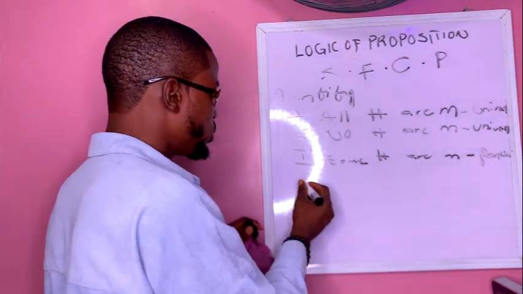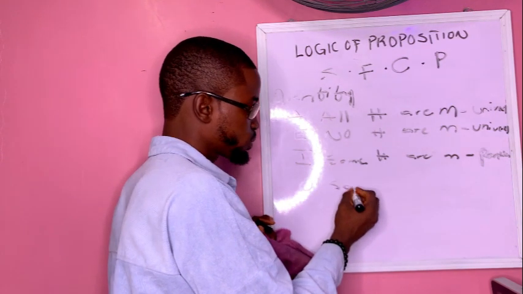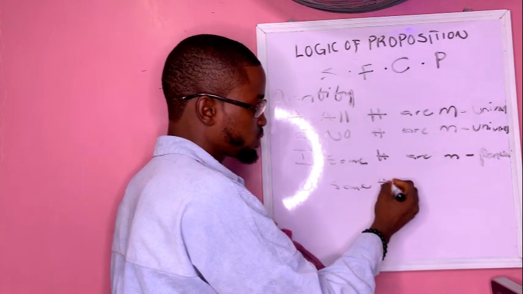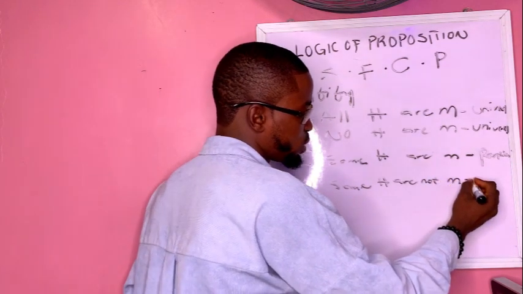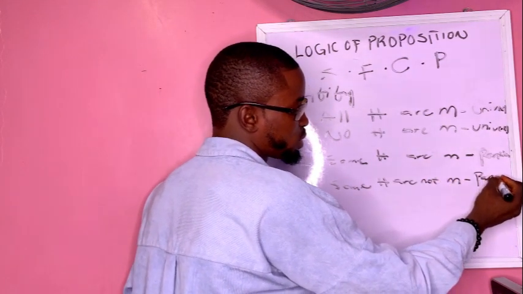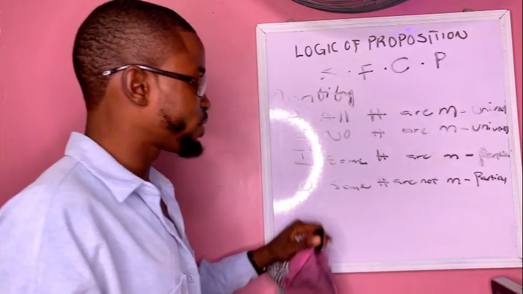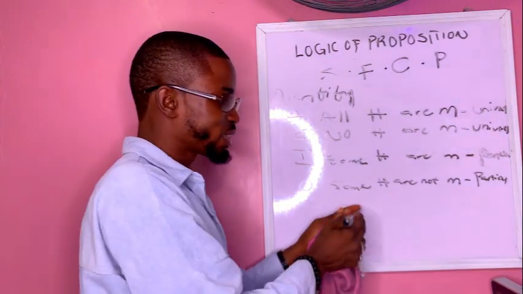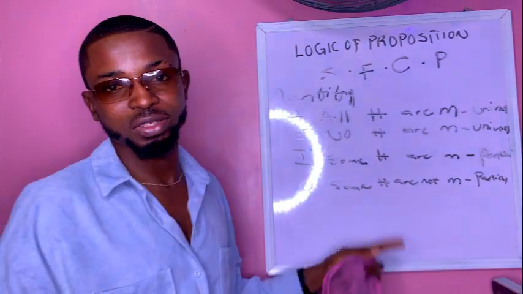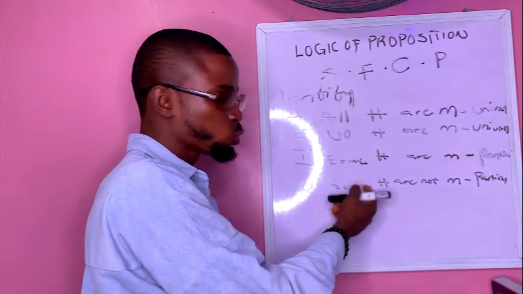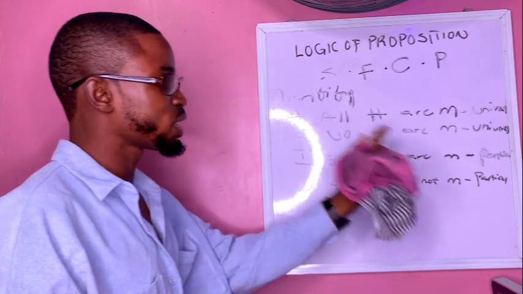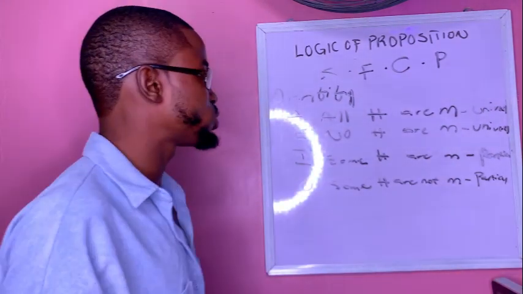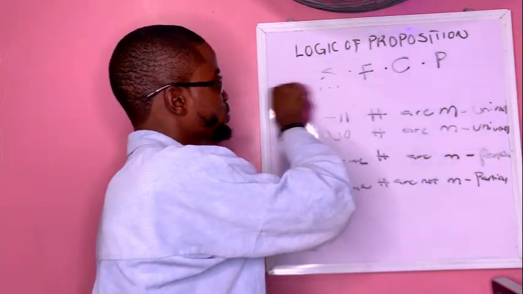Particular. Then the O proposition, some humans are not mortals. So this is also what? Particular, because it does not make reference to all the whole members in the class designated by the what? By the subject stem. It's only talking about some of them. Some humans are mortal, so the quantity is what? Particular. So the next one that we're going to be talking about is quality.